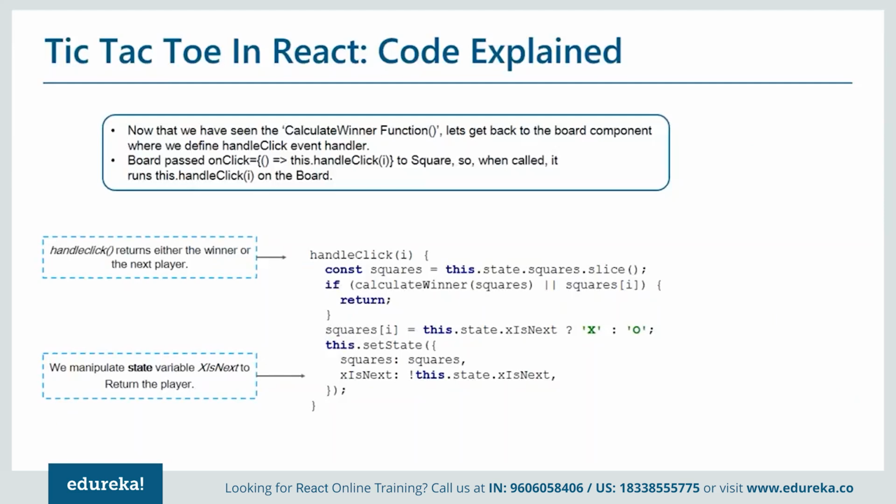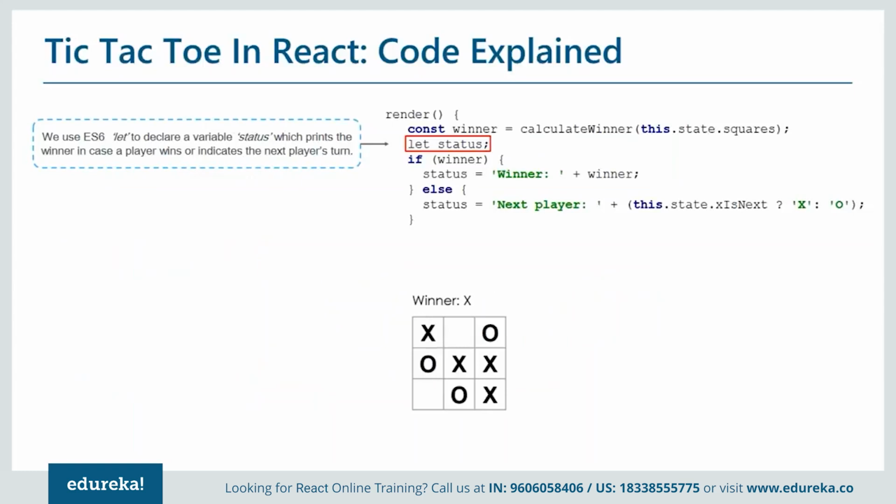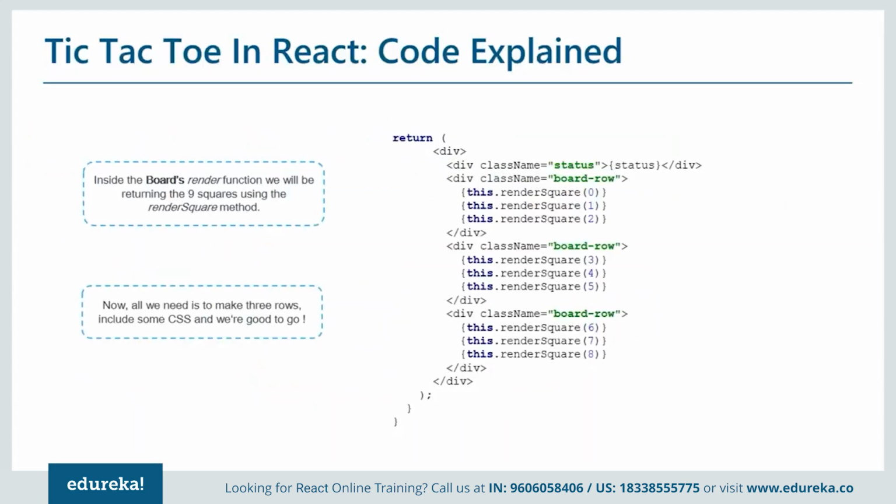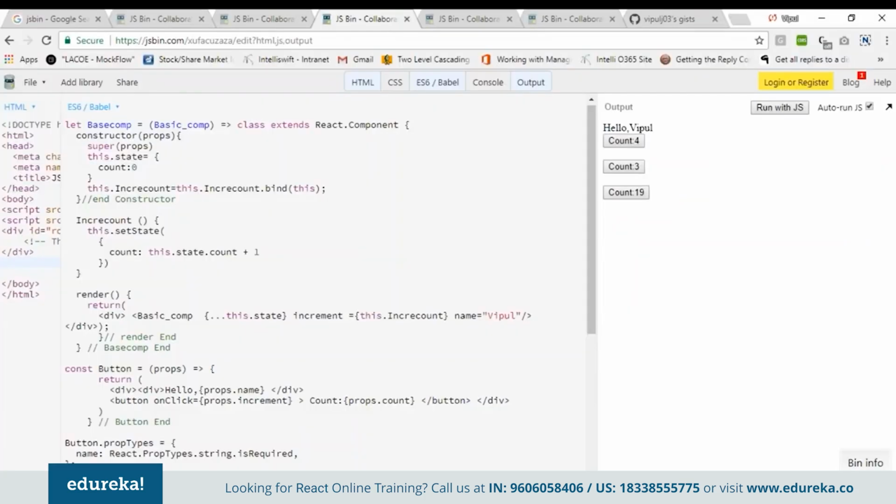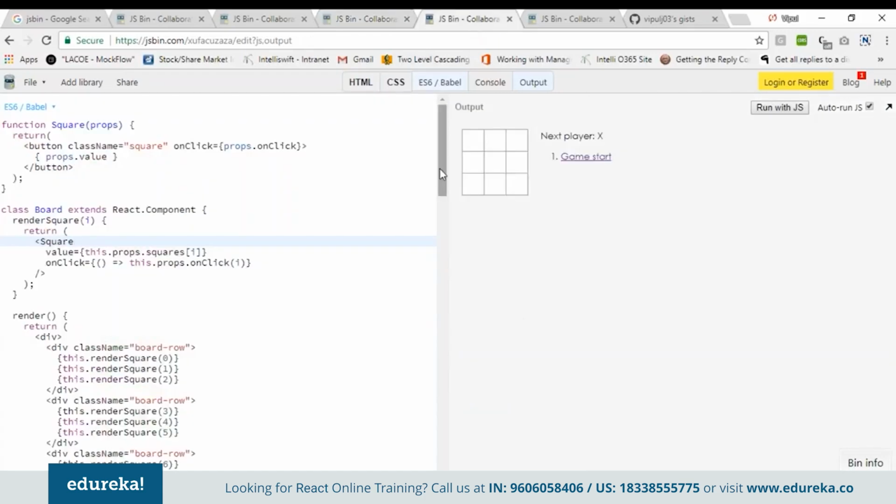Then we have the handleClick function, where we manipulate the state variable. Then finally we use ES6 let to declare a variable status. Let status prints the winner in case a player wins or indicates the next player's turn. And finally, inside the board render function, we will be returning 9 squares using the renderSquare method. See this from a demo perspective, then we will have a better understanding of how it is working.